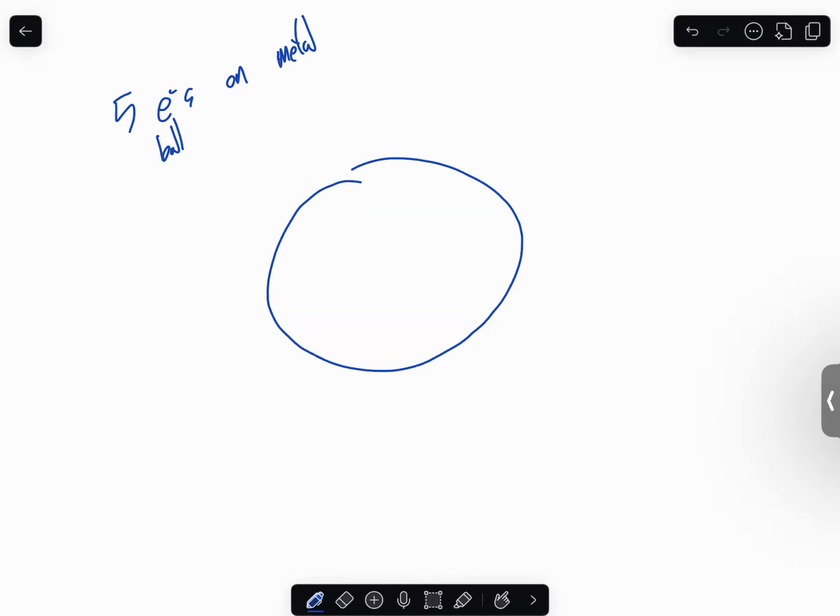Oh wait, that doesn't work. Remember, each individual electron shoves its neighbors as far away as possible. So where do you think they're going to end up? Okay, is that enough time to guess, to think about it?